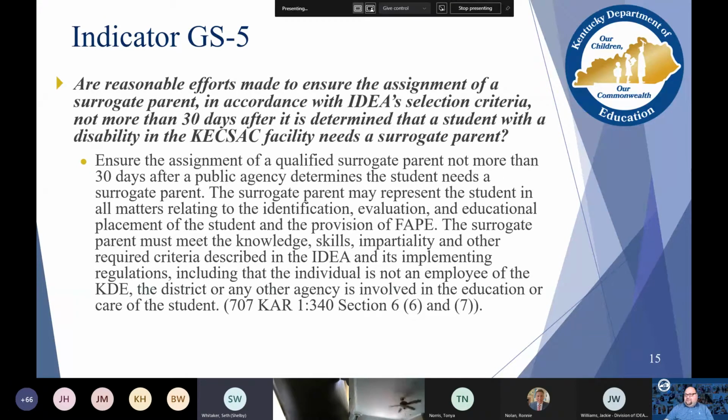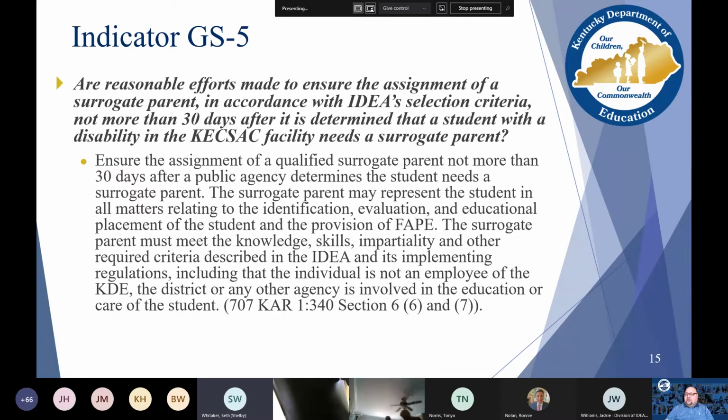All right, GS5, and this is one of those tiny script ones, so I apologize. The bigger screen is to my right. Are responsible efforts made to ensure the assignment of a surrogate parent in accordance with the IDEA selection criteria not more than 30 days after it's determined that a student with a disability in a KECSAC facility needs a surrogate parent?